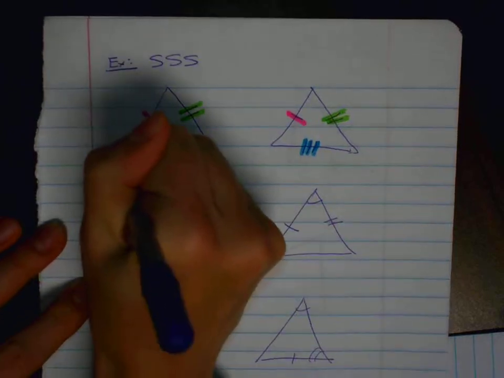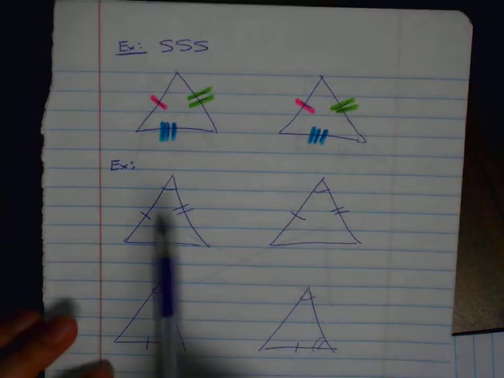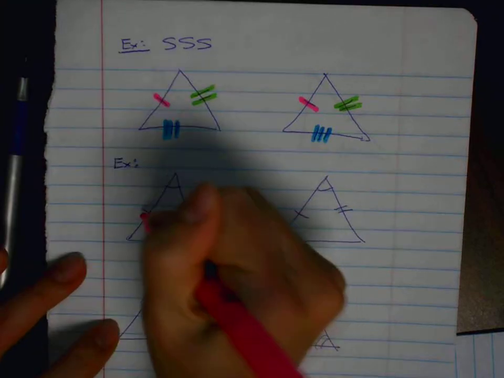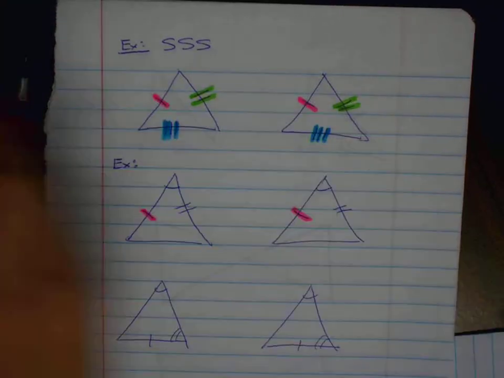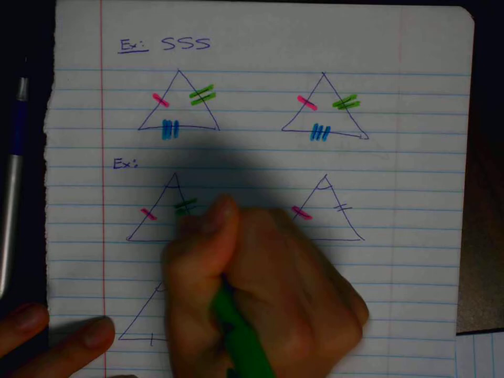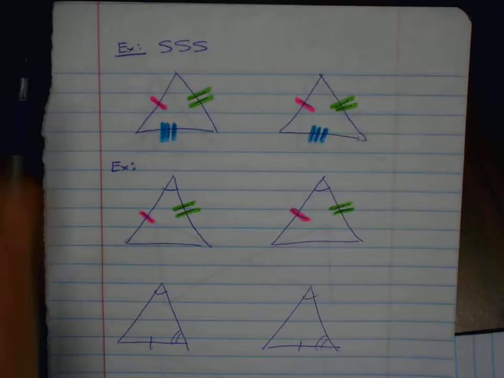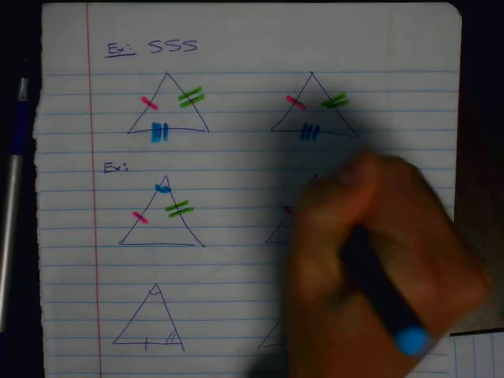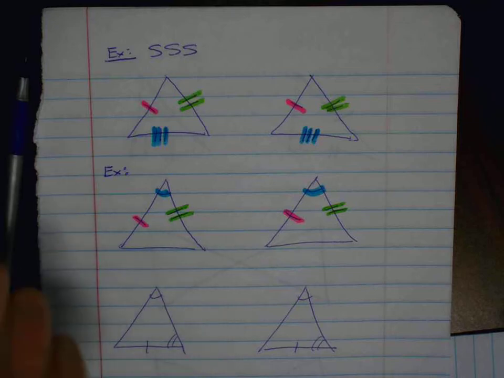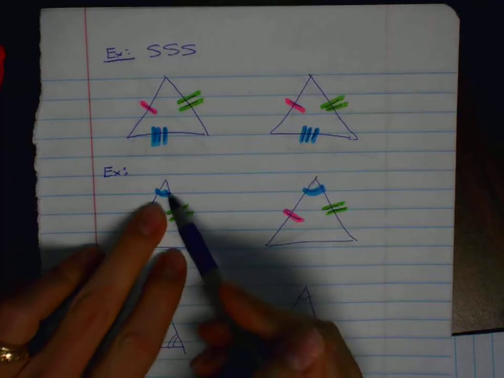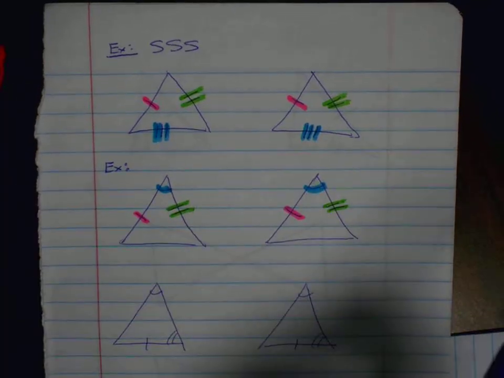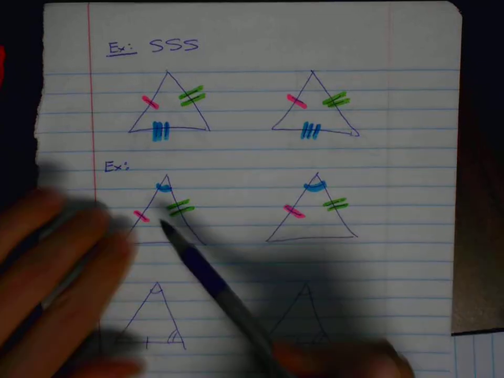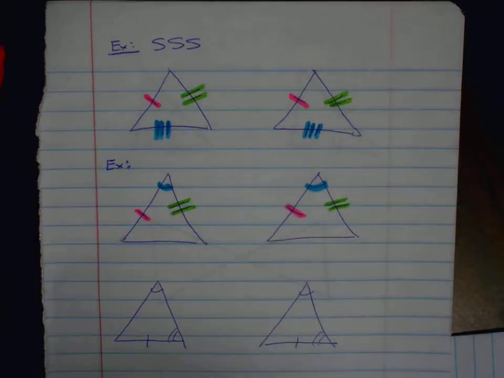Let's try another method. If you notice here, I have marked this side congruent to that side, this side congruent to that side, and then I have this angle in between them marked congruent. This is called an included angle. It's called that because it is included in between the 2 sides. It's kind of sandwiched in between them.